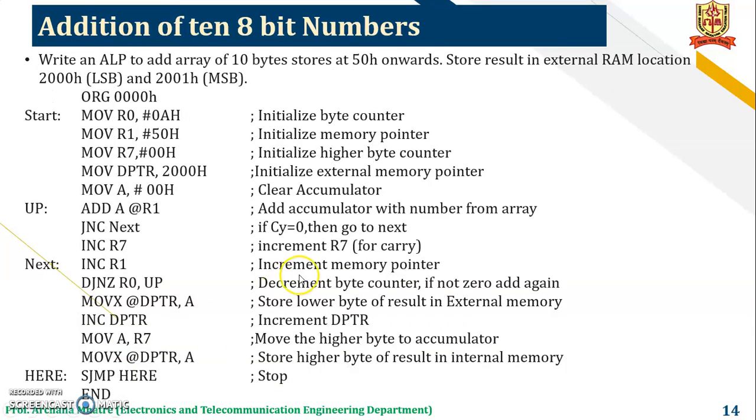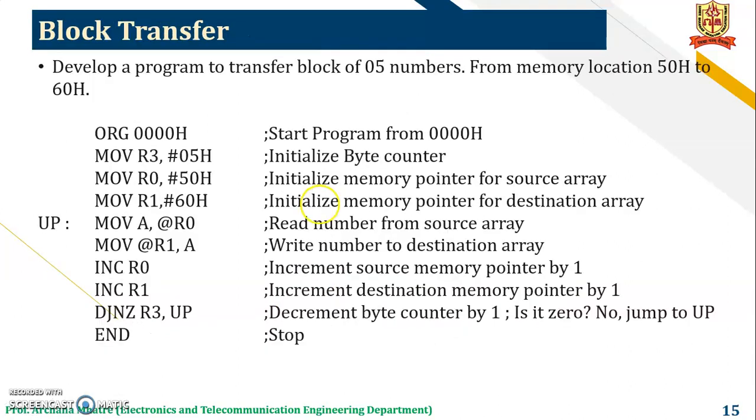Now next, addition of 10 8-bit numbers is the same as that. Next is the block transfer program. Develop a program to transfer a block of 5 numbers from memory location 50H to memory location 60H. That means the block in memory location 50H has to be transferred to memory location 60H. First we initialize the counter to 05, since 5 numbers are to be transferred.